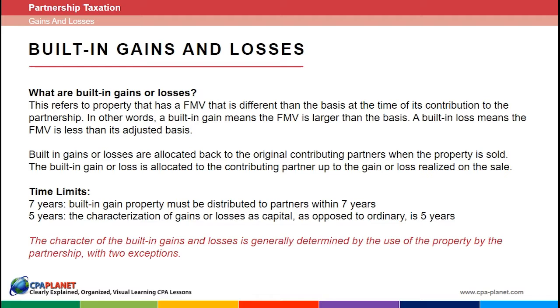Built-in gains and losses are allocated back to the original contributing partner when the property is sold, and it's not allocated evenly to the partners. The built-in gain or loss is allocated to the contributing partner up to the amount of the gain or loss realized on the sale. But there are time limits for this. The limit is the built-in gain property must be distributed to the partners within 7 years. And the characteristics of gains or losses as capital as opposed to ordinary is 5 years.